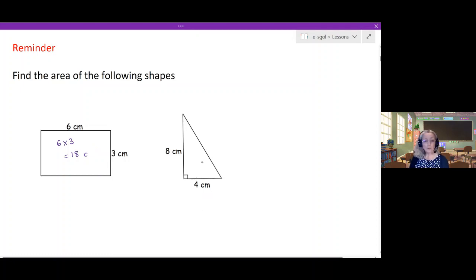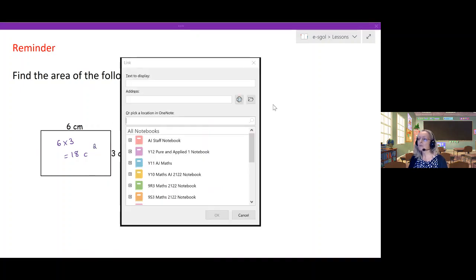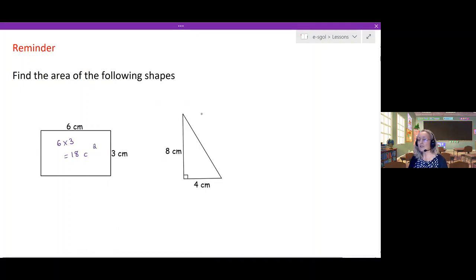Now, the second shape that we've got here, we've got a triangle. And with a triangle, people often forget and just multiply the two sides together in exactly the same way as they would for a rectangle. But if you think about this triangle, if I were to turn it into a rectangle like this, well, this would be 8 multiplied by 4. So the triangle is only taking up half the space of the rectangle, and that reminds us that the formula for finding the area of a triangle is a half multiplied by the base multiplied by the height.